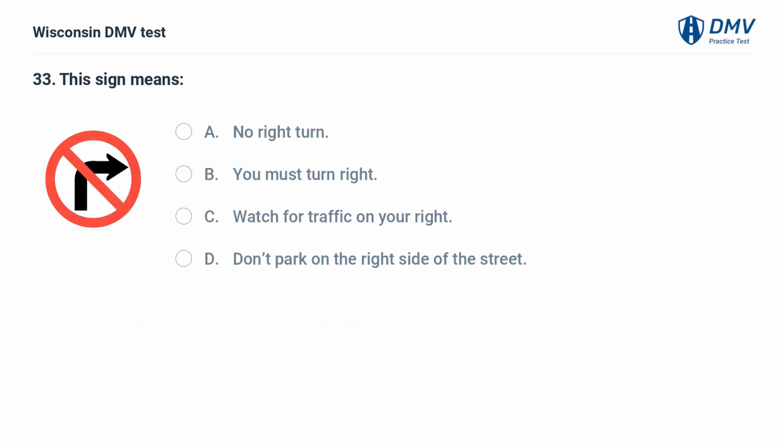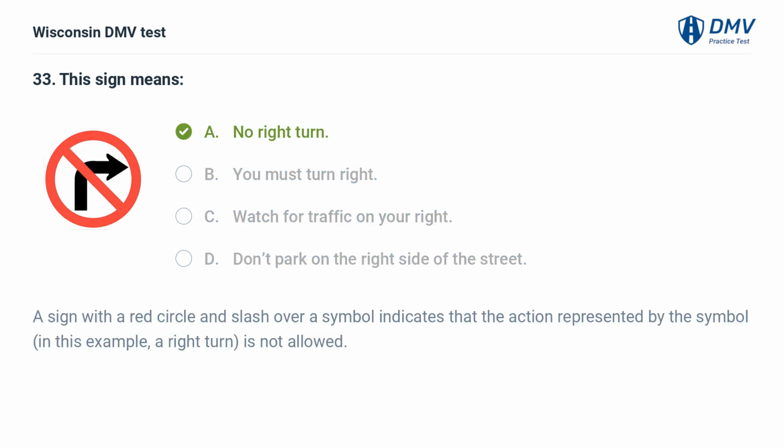This sign means A. No right turn. B. You must turn right. C. Watch for traffic on your right. D. Don't park on the right side of the street. A. No right turn. A sign with a red circle and slash over a symbol indicates that the action represented by the symbol, in this example a right turn, is not allowed.